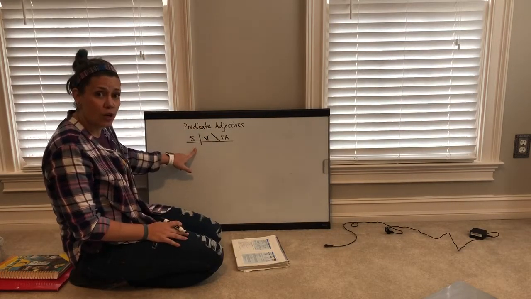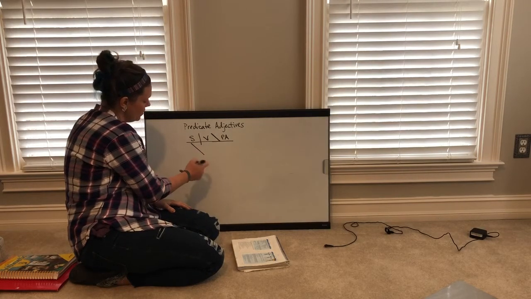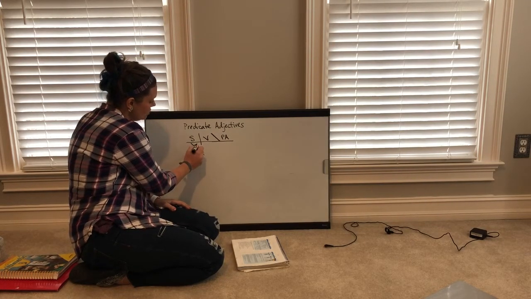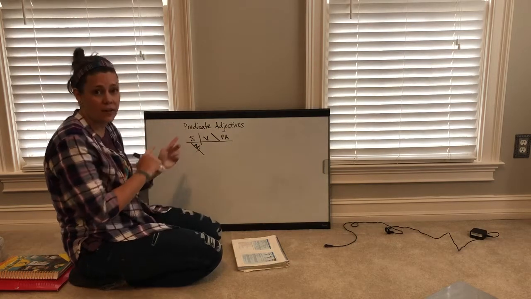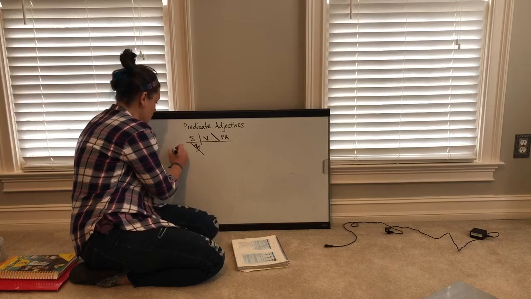You guys also know, we've already done this, that if we have an adjective describing one of these nouns, then we just write it on a line touching the noun that it describes. So that's just a regular old how to diagram an adjective.